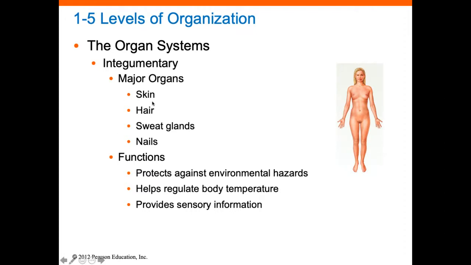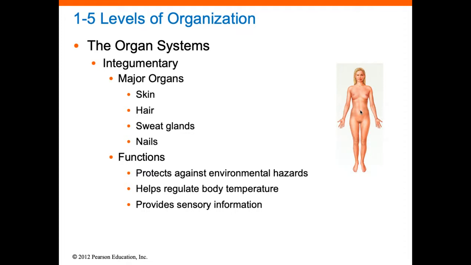So the integument, or the integumentary system, is the skin, hair, nails, and sweat glands. And the function of this is to protect against environmental hazards, right? It's to pretty much keep whatever belongs outside of the body on the outside, and to keep what belongs on the inside of the body on the inside. There's different temperatures, there's different pH, right?